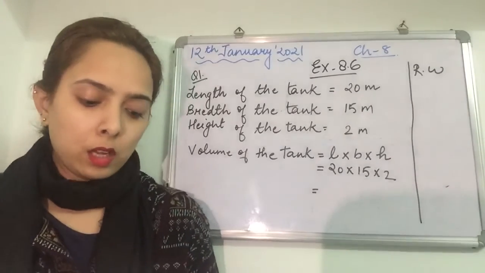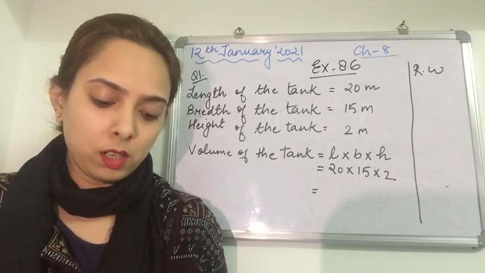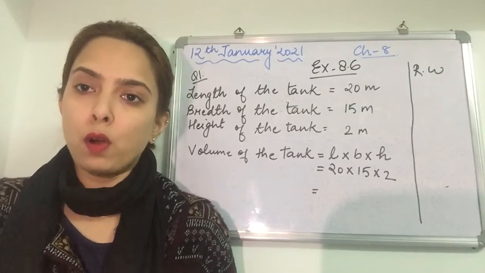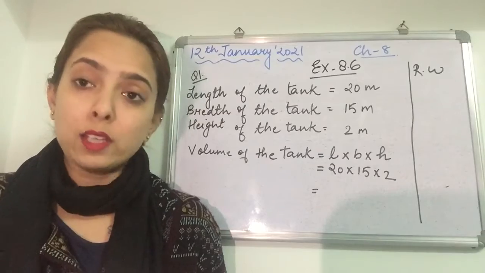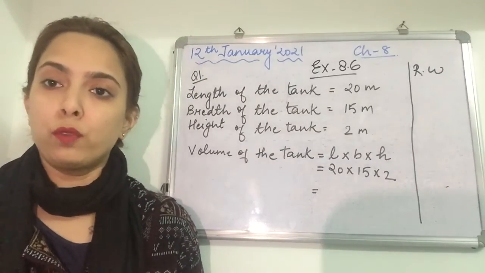First question is, a swimming tank is 20 meter long. It means length is given. 15-meter broad, breadth is given, and 2-meter deep, height is given. What is the volume of the tank?